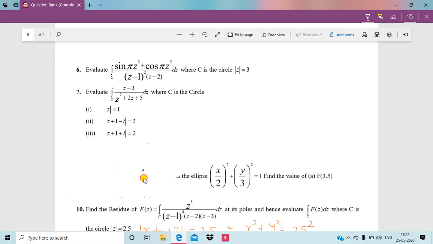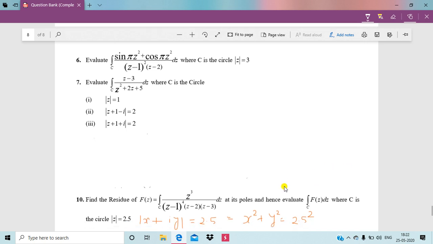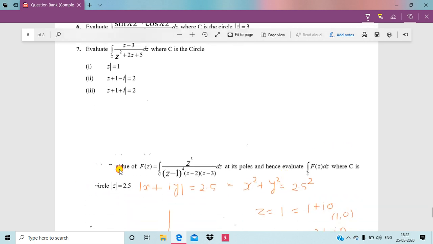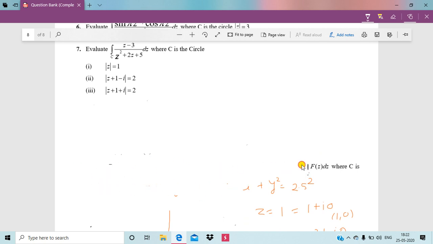From this question, we will learn how to trace the curves. There are various curves, and later we will find its inner and outer poles. So our target is to trace the curve and find its inner and outer points only. We are not going to solve all the questions since the questions have already been solved.